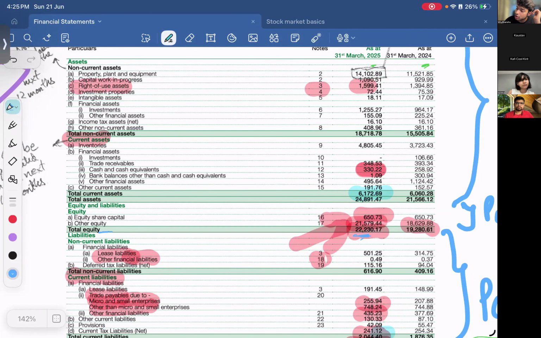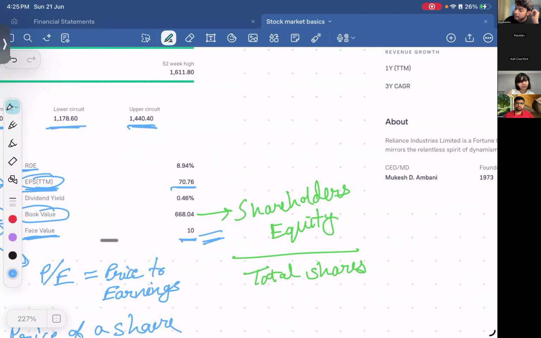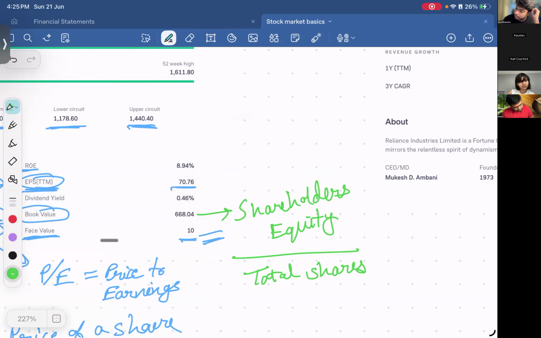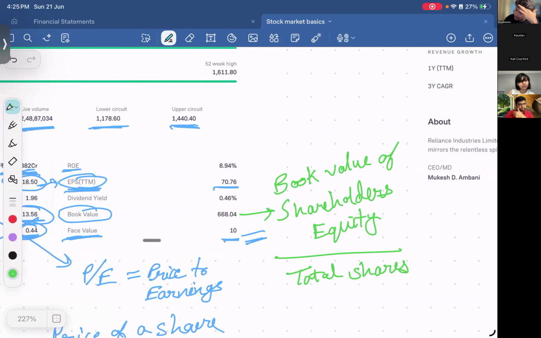So now if I were to go to stock market again, so you get the shareholders equity, or I should just type it as book value of shareholders equity so that if you read it later you don't have any confusions. Book value of shareholders equity divided by total shares. ठीक है? Very simple. You get the book value of shareholders equity from the balance sheet divided by total shares. Then you get 668. Well, okay, great.